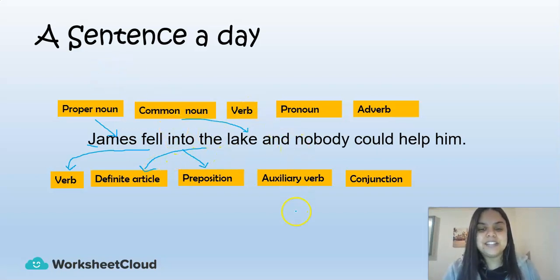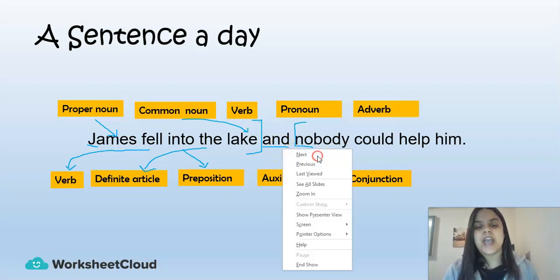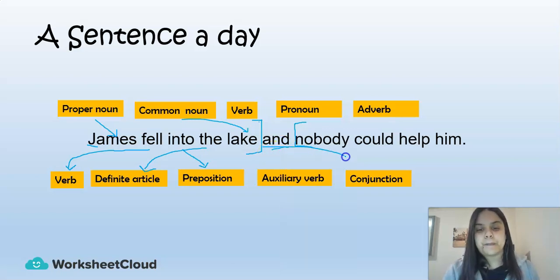And then "and" is a conjunction because this word is joining these two sentences over there. So if we separate it, the sentences would say, James fell into the lake, nobody could help him. Those are two separate sentences that are now joined by the word "and". Okay, so that's our conjunction. And then nobody, we're going to come back to nobody because that is a little bit of a confusing one, and we're going to come back to that one.